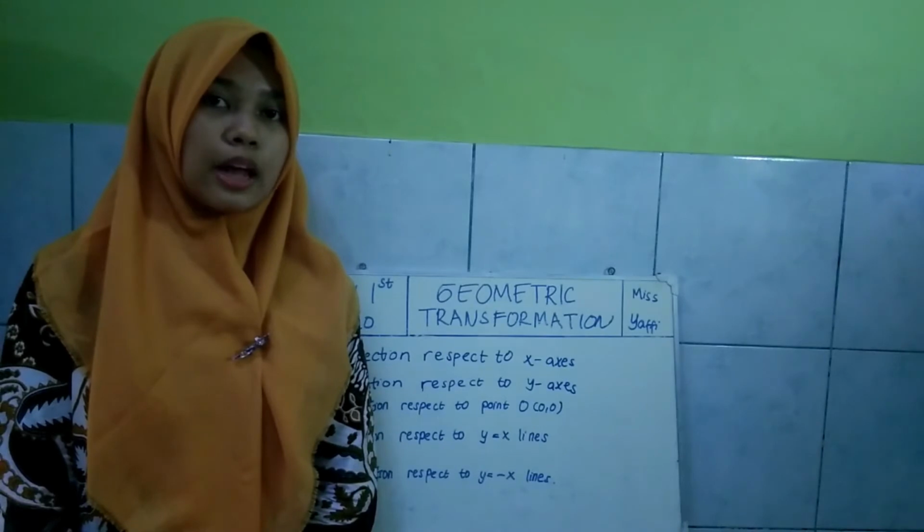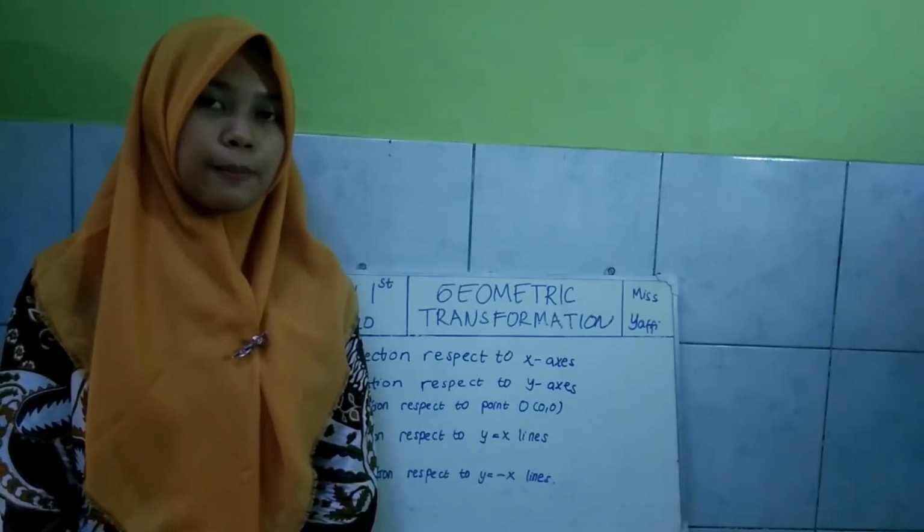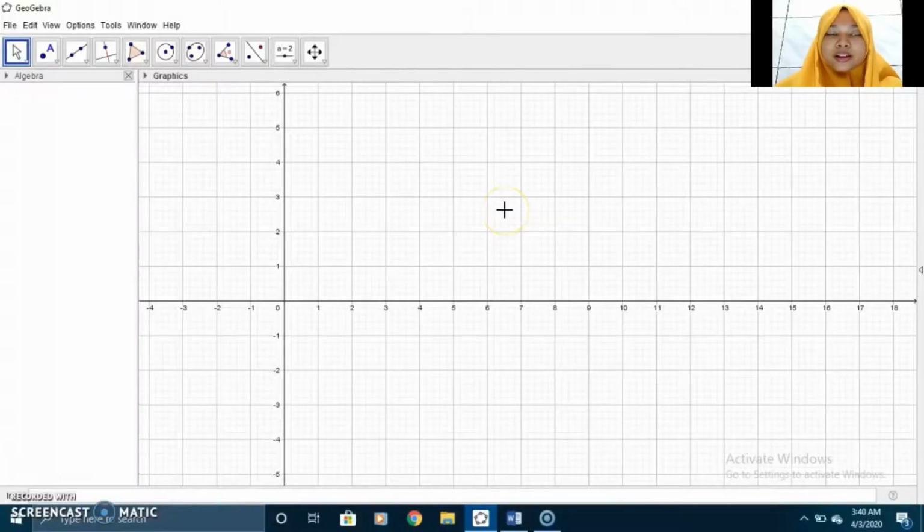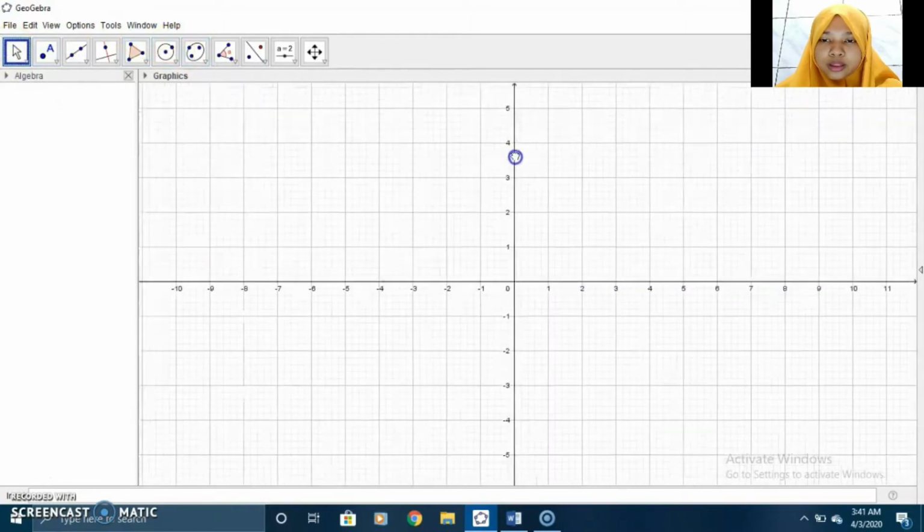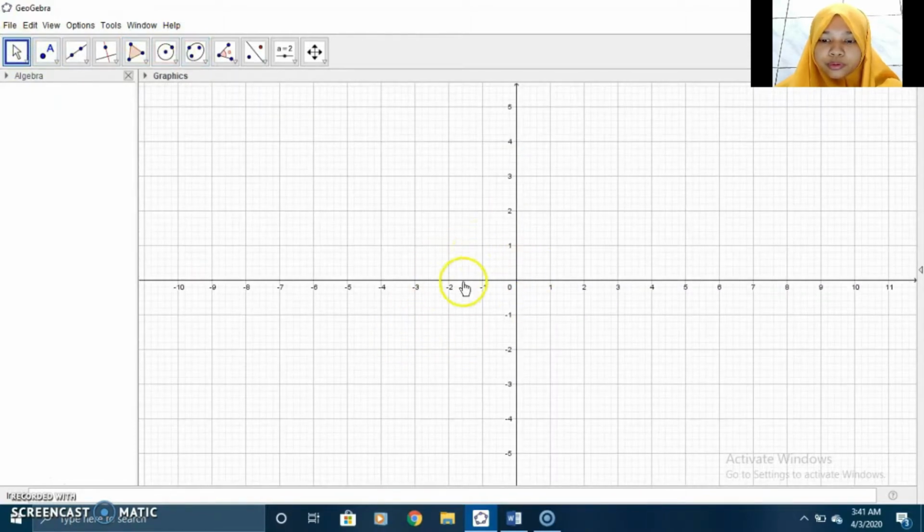I will demonstrate how to find reflections using Geogebra. Actually, you won't use any software that helps you find the reflection of an object, but here I just demonstrate one software that helps you find the reflection of an object. This software is Geogebra. It is easy to use and easy to download. This is the Geogebra application, 5th edition.